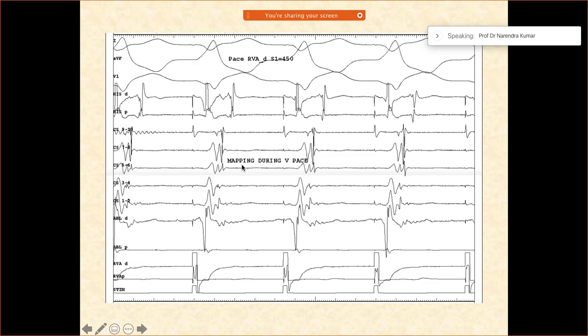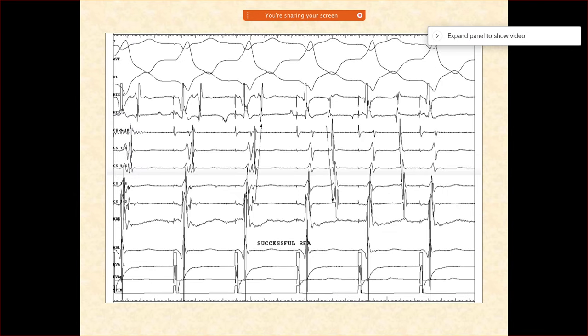What I always try to follow is, whenever I'm doing ablation, I try to do the mapping during ventricular pacing, in fact. That's really, really helpful. And why we try to do the pacing, in spite of having the tachycardia, is because it is going to make your catheter more stable. Otherwise, what is going to happen? If you are not going to pace, when the tachycardia stops, your catheter is going to move from that side. So that is the reason for this, in fact.